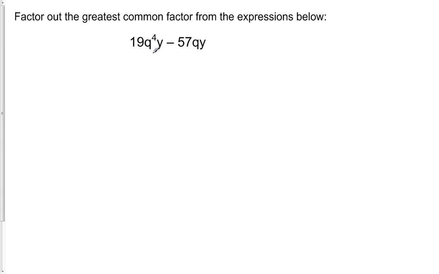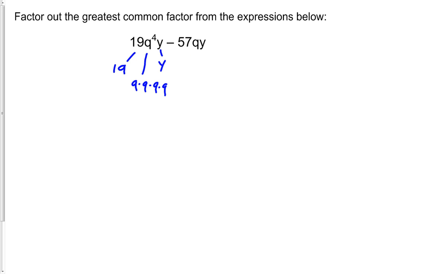We have 19q to the fourth y minus 57qy. First thing we want to look at is our constant. In this case, it looks like our 19 is actually prime, so we're just going to go ahead and write 19 as one of the factors. There's nothing we can do about that. Our q, we know that can break down to q times itself 4 times, so q times q times q times q. And finally, our y is going to be up front.